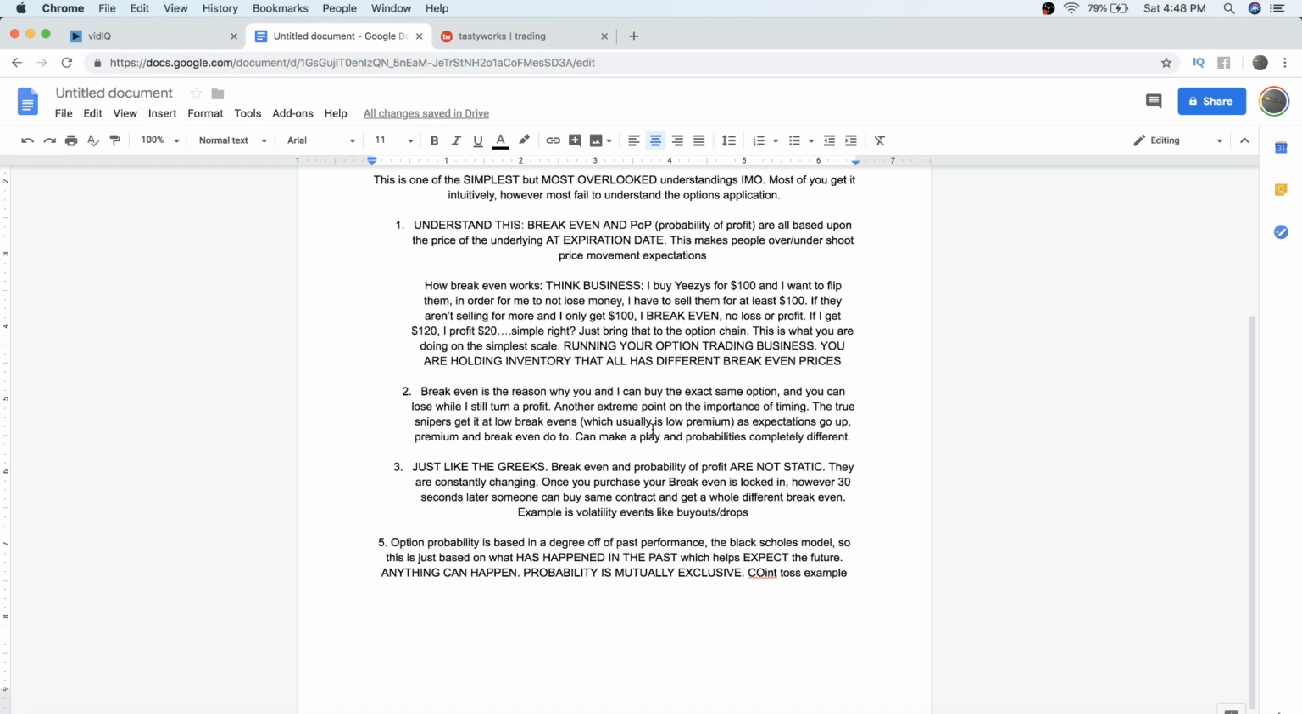Break even and probability of profit are not static. They are constantly changing. A lot of people don't realize this. Your delta changes. You could buy it at one point in time with a certain delta and theta. However, as implied volatility and the price of the stock change, that goes with it. So break evens are always changing. That's why an option at this price is going to have a different break even than at a different time. But once you purchase your contract, your break even is locked in.